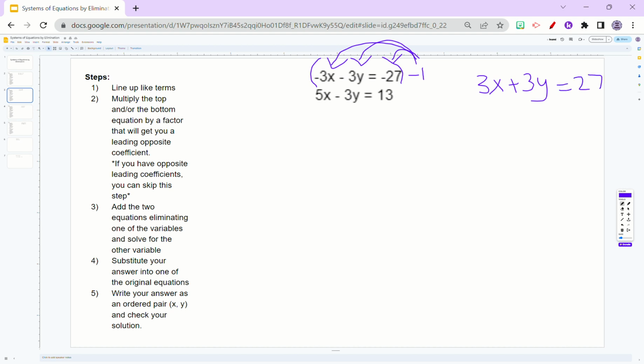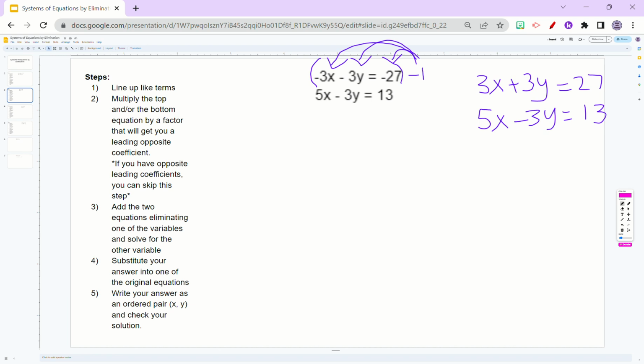All right, now the second equation, I'm just going to rewrite it as is. So 5x minus 3y is equal to 13. All right, and then I'm going to continue. So step 3, add the two equations, eliminating one of the variables, and solve for the other variable.